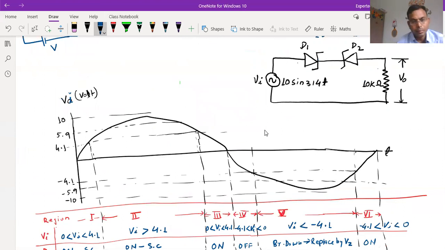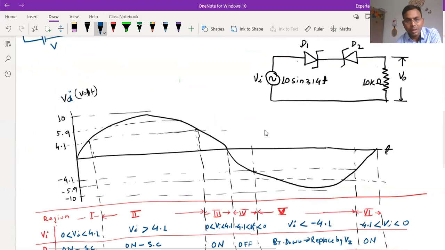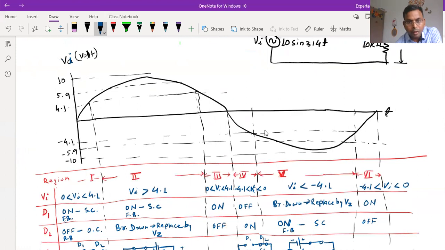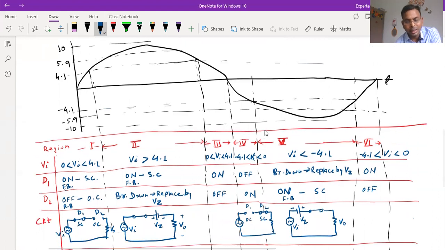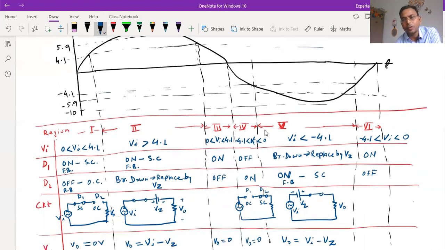I have drawn this circuit, and at 4.1 I have drawn one horizontal line, and at minus 4.1 there is another horizontal line, and I have divided this whole input voltage varying with time into 6 zones. Here I am writing regions: first region, second, third, fourth, fifth, sixth region. In the first region, the input voltage Vi is less than 4.1 volt and greater than 0 volt.